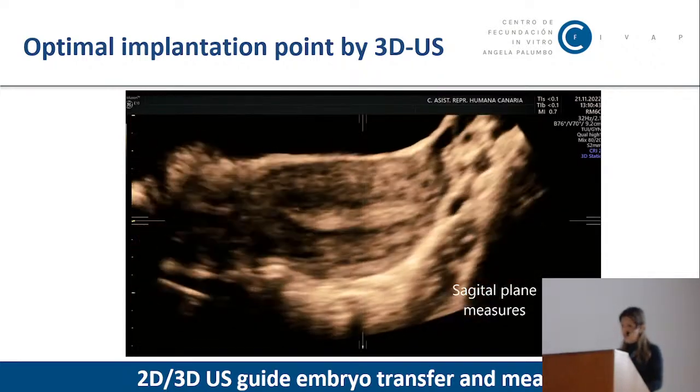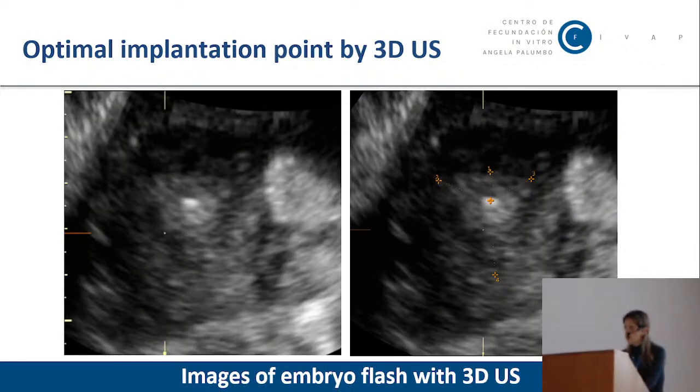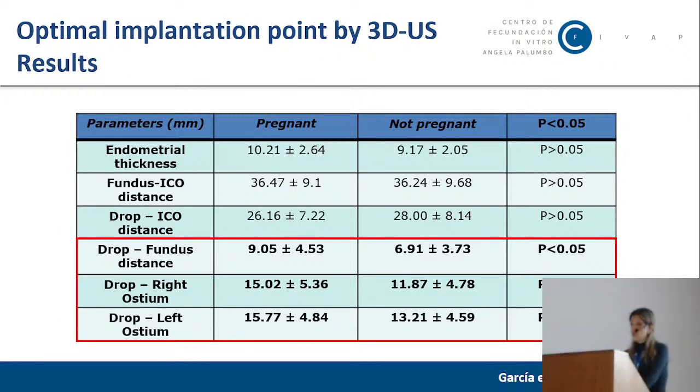And in the sagittal plane, we measure the thickness of the endometrium, the distance from the drop to the fundus, from the drop to the internal cervical os, and the whole length of the uterine cavity. So 3D ultrasound allows us to visualize the embryo flash and identify its final position in the coronal plane. About our results, we reported that the implantation rate is higher when the embryo is deposited at 9 millimeters from the uterine fundus, equidistant to the ostia.